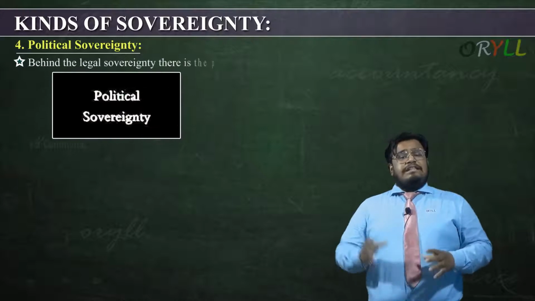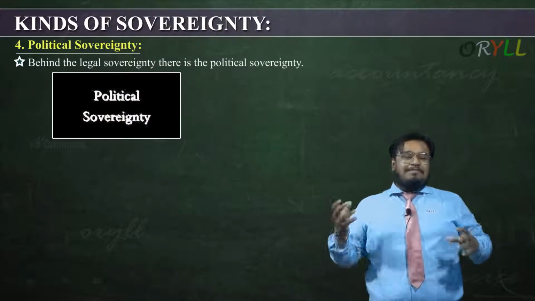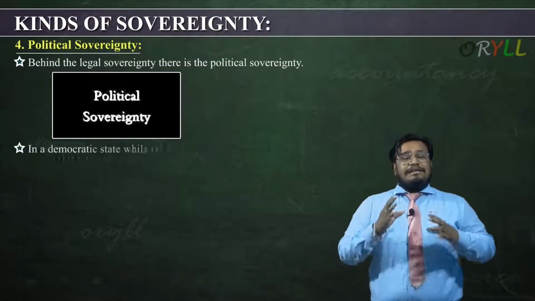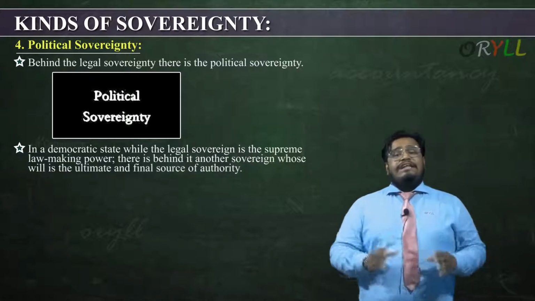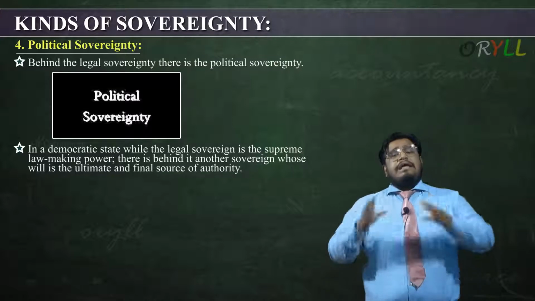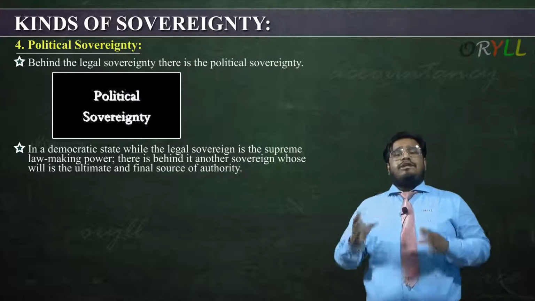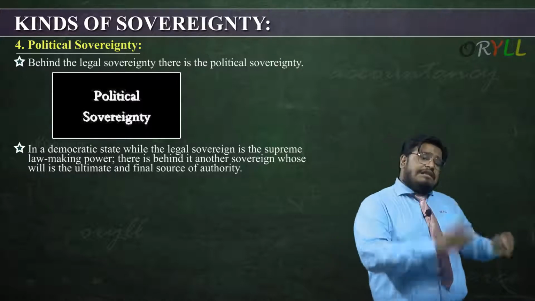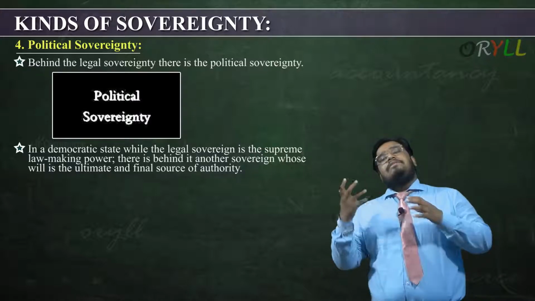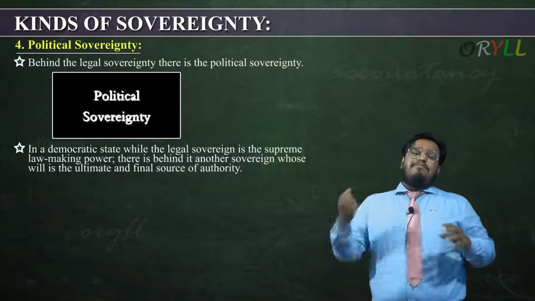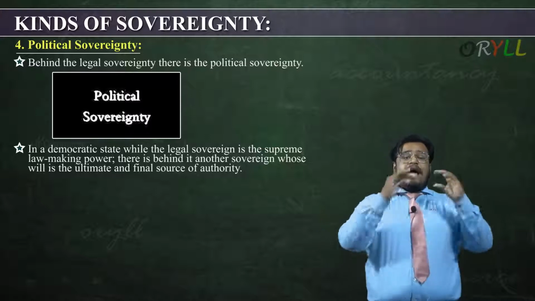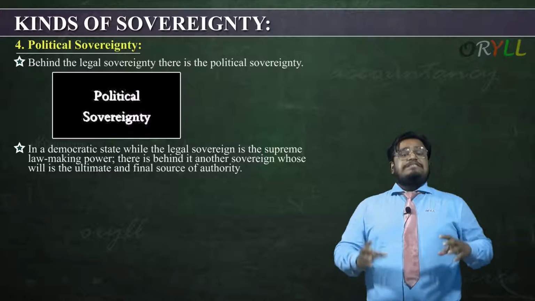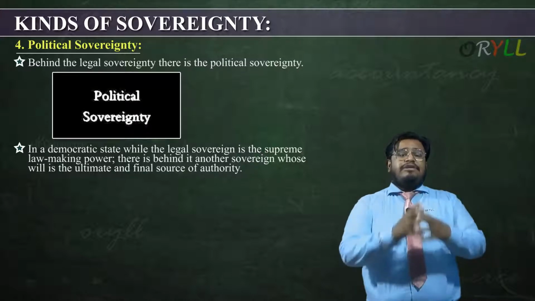Behind the legal sovereignty, there is a politics, there is a political sovereignty. That means to get a legal sovereignty, we need to have political sovereignty. In a democratic state, while the legal sovereign has the supreme law making power, there is behind it another sovereign who will be the ultimate final source of authority. That means the legal sovereign power is achieved by the political sovereignty only. When we have political freedom, which is making the highest authority person, the President or the King in Parliament in England, it is just because there is political sovereignty.